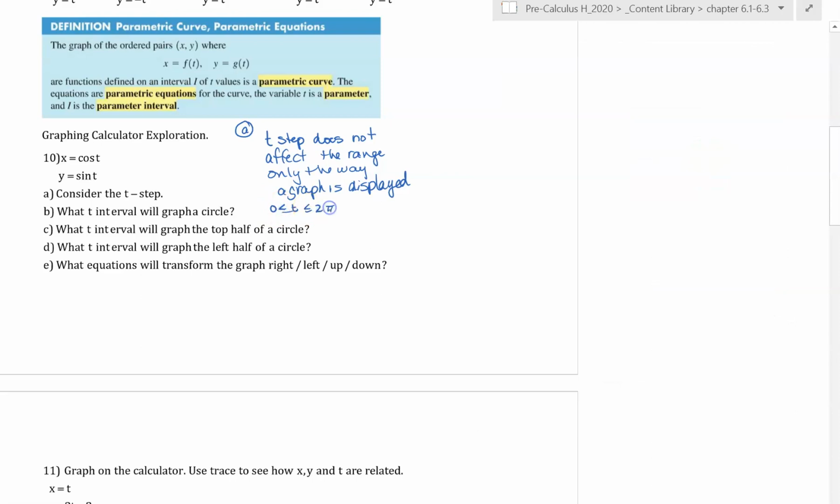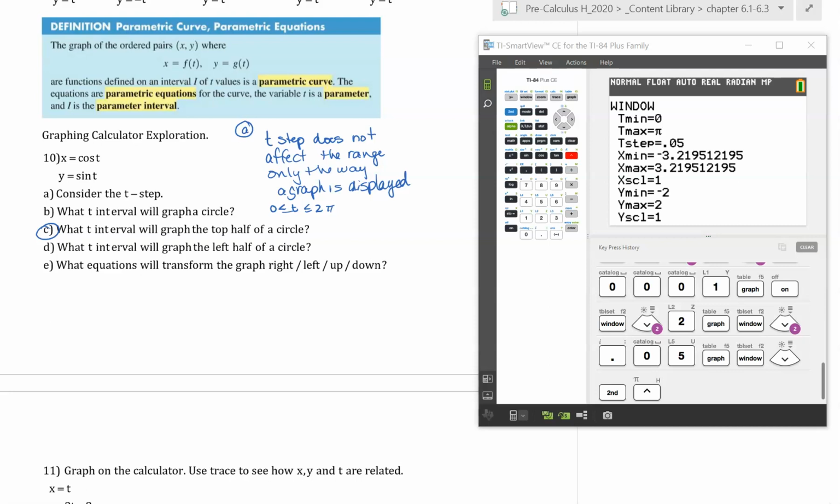But let's say I wanted to graph only the top half of the circle. Pause the video and see if you can think of a t-interval that will graph the top half of the circle. Go ahead and pause the video now. Did you try t-min is 0 and t-max is pi? Let's see if that worked.